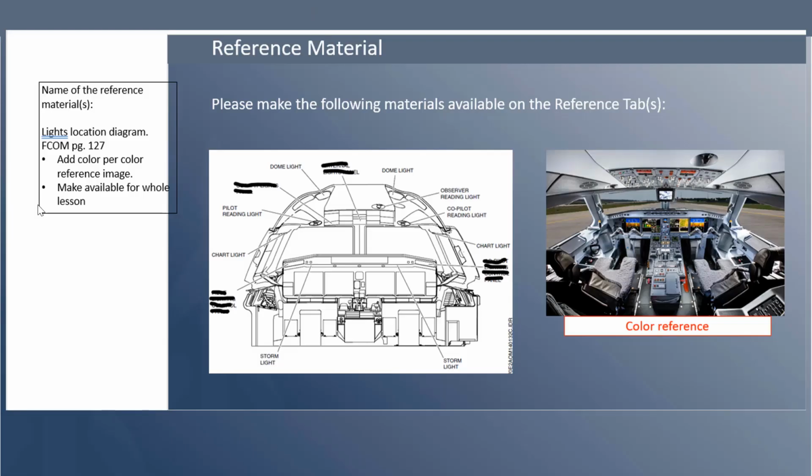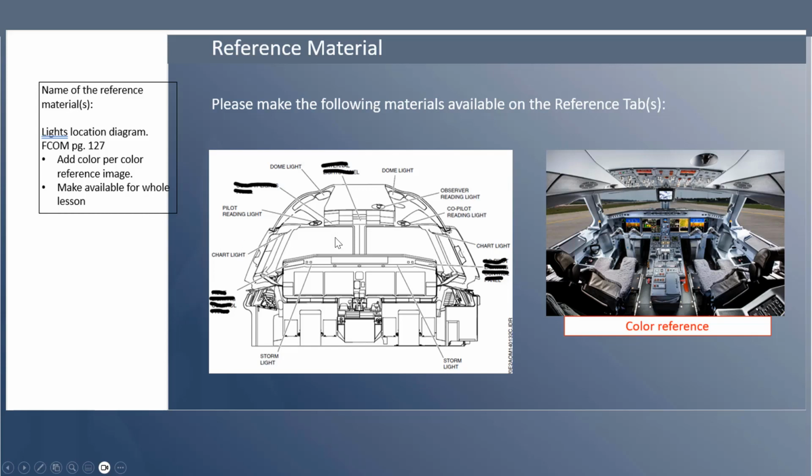The next page, if you recall, is the reference material page. Here, the SME has included a lights location diagram as a reference image, and he wants that to be available for the whole lesson. So he added that instruction right there. He indicated where the source came from right there, and he gave the image a name, lights location diagram.